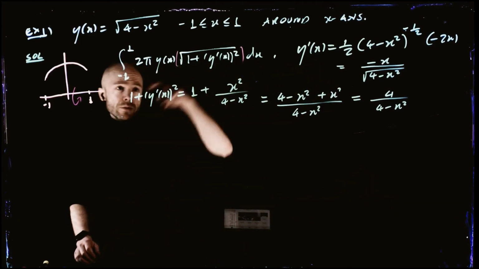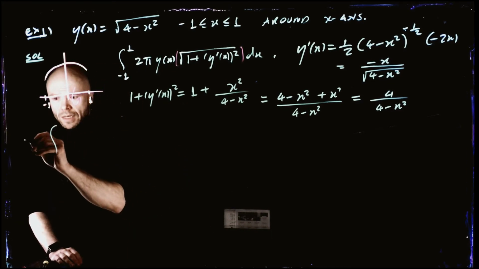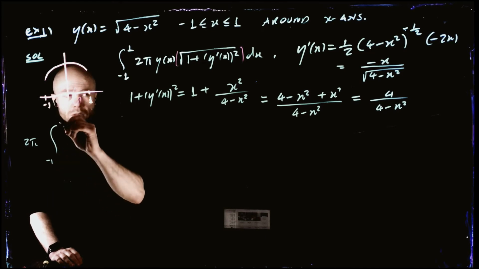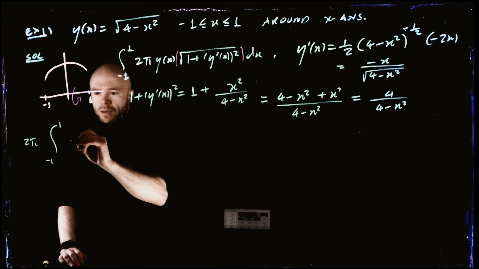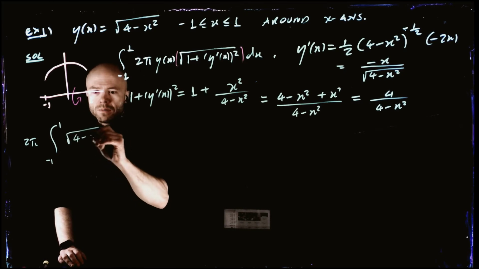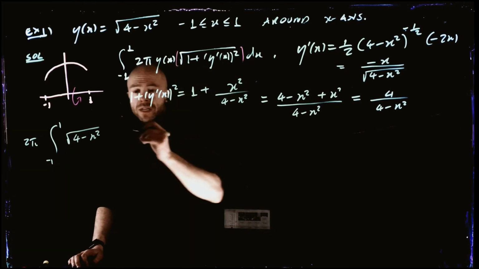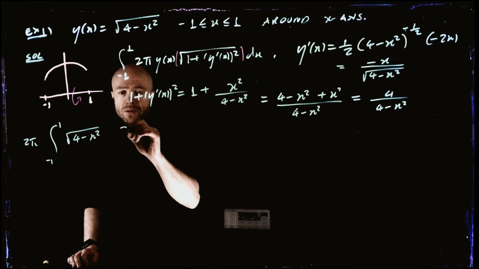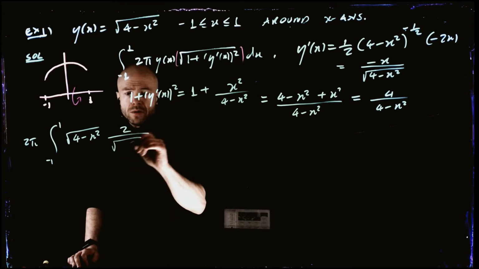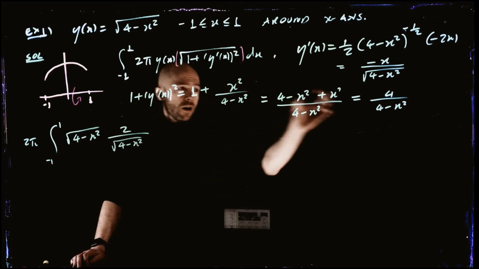So then this square root, let's put things all together. Let's take out the 2 pi, and we have -1 to 1. Let's put in our function y, which is right here, so it's the square root of 4 minus x squared. And then it's the square root of this thing we just calculated. So it's going to be 2 over the square root of 4 minus x squared. Just taking the square root of this thing.